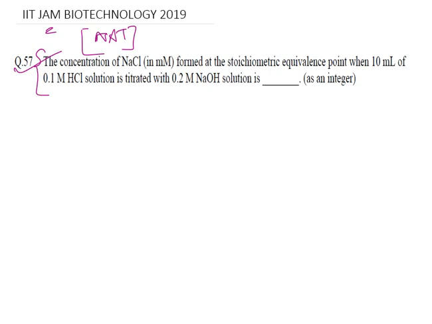The concentration of NaCl in mM formed at the stoichiometric equivalent point when 10 ml of 0.1 M HCl solution is titrated with 0.2 M NaOH solution is dash, and we need to find the answer as an integer.